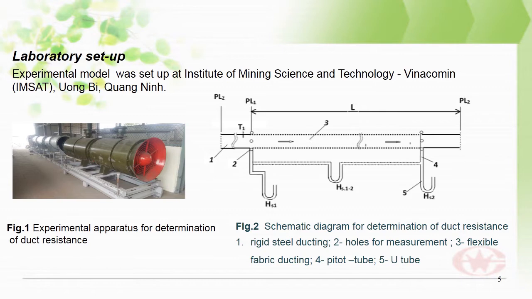Laboratory setup. An experimental model for determination of duct resistance was set up at the Institute of Mining Science and Technology, Quang Ninh. The left picture is the experimental apparatus. The right picture is the schematic diagram. Five ducts were connected directly to the residual ducting and gas extractor in the horizontal direction. The fan forces the airflow into the ducts.